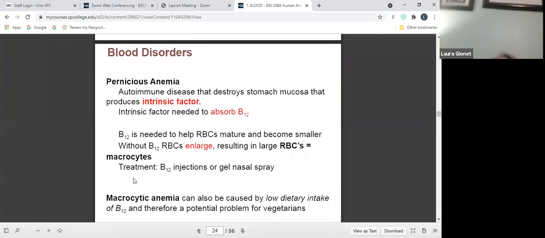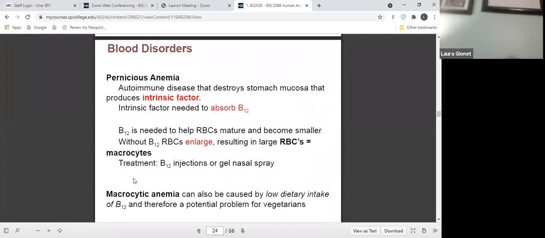So different disorders, here are some of the anemias, and these they do like to talk about in nursing quite a bit, is pernicious anemia. This is an autoimmune disease that destroys some of the stomach mucosa that produces the intrinsic factor. Remember I said that intrinsic factor is made by cells that are found in the stomach and lining the stomach.